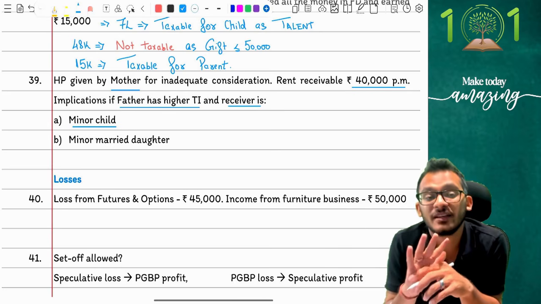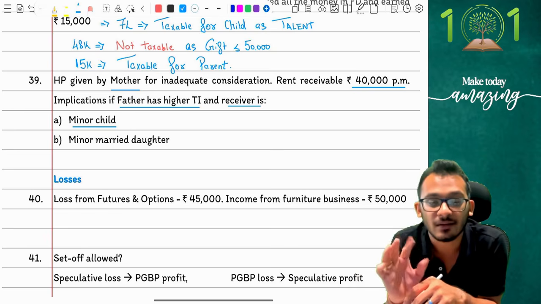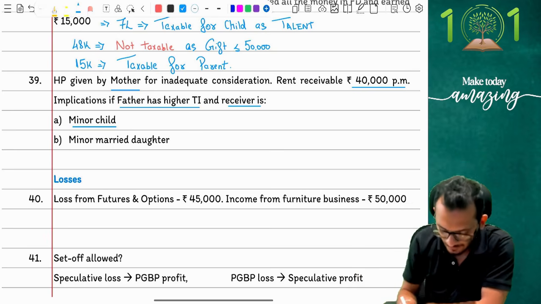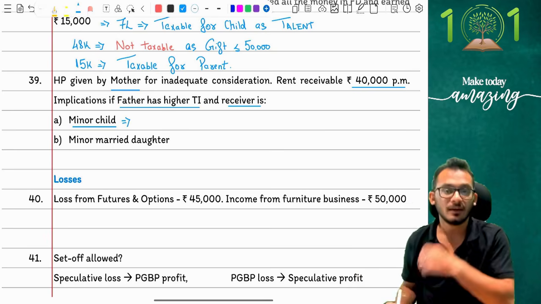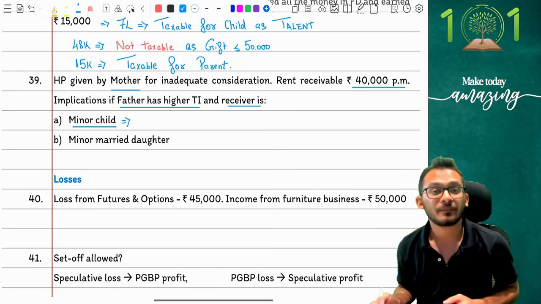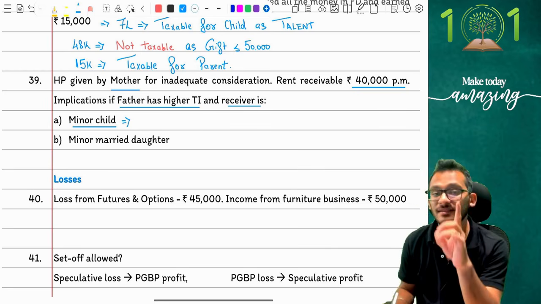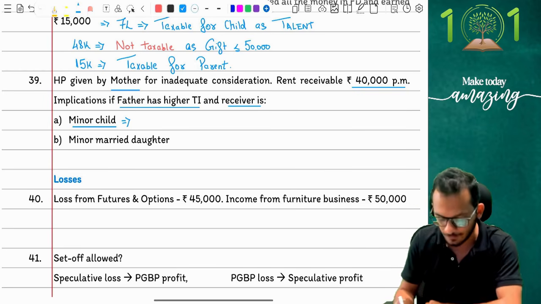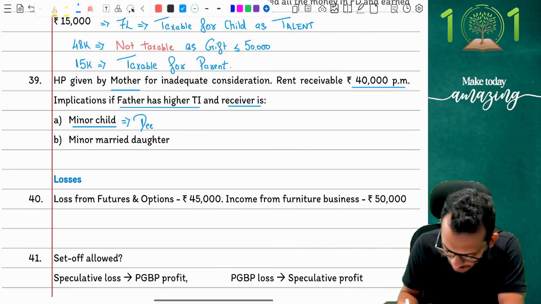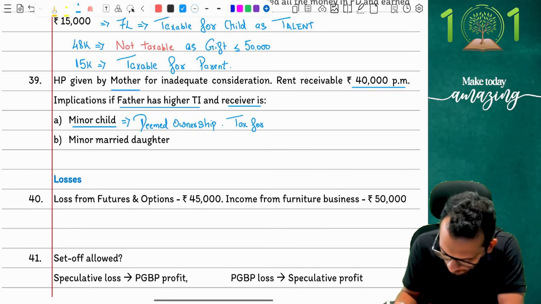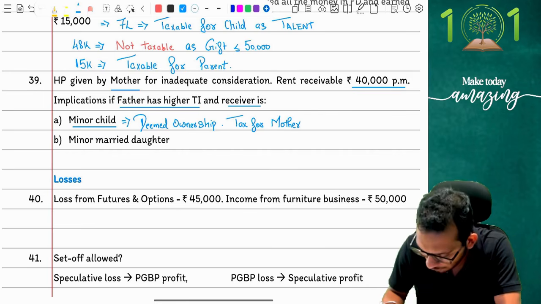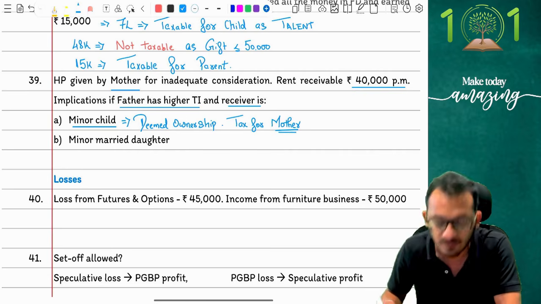In deemed ownership, we do not have the condition of the parent whose income is higher. So, in this case, when the house was given to the minor child, the rules will now be part of deemed ownership, and therefore I will say deemed ownership conditions will apply. Tax it for the mother. Here, even though father's income is higher, I will say no, I'm going to tax it for the mother, and that's what the rules are.